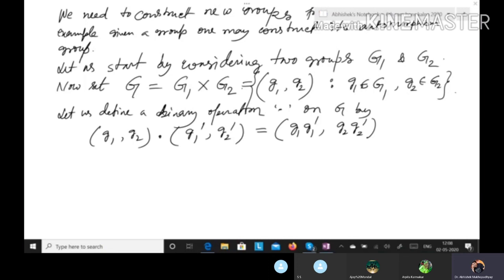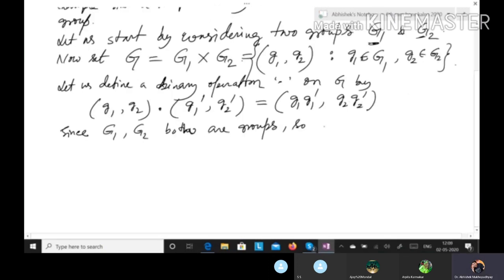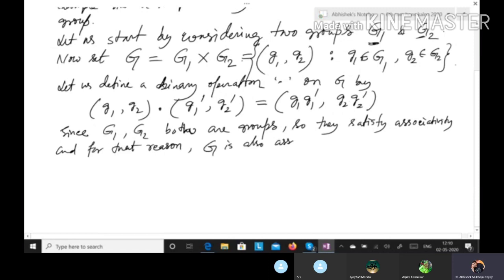Now let us check. Since they are associative, so they satisfy associativity, G is also associative with respect to dot.